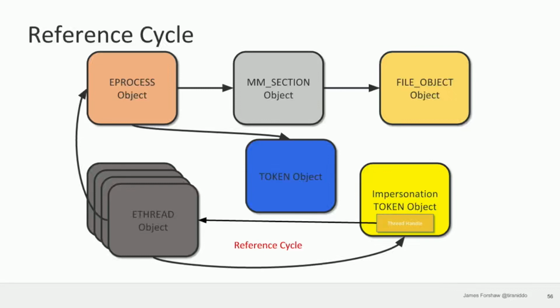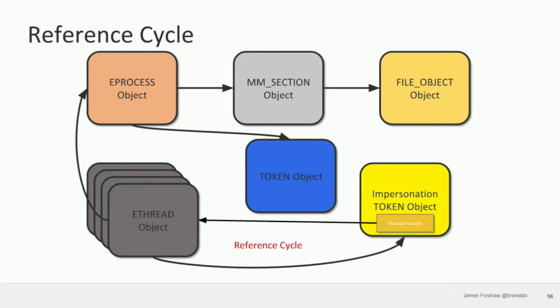So you could do something like this. I can create a token object which references an existing thread. And now the token object holds a hard reference to my EThread object. I can then assign that token as an impersonation token to the thread. And now the thread maintains a hard reference to my token object. And obviously, that's a reference cycle. And there's no way of breaking that reference cycle other than disassociating the token.